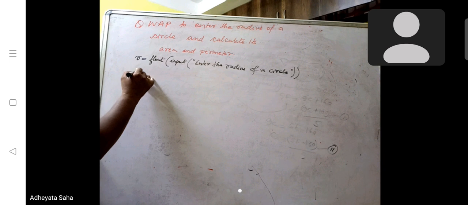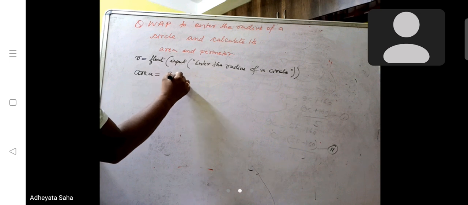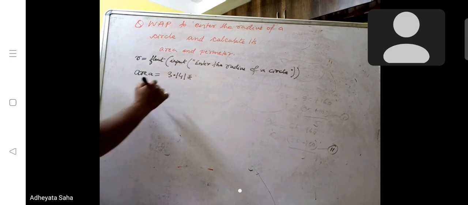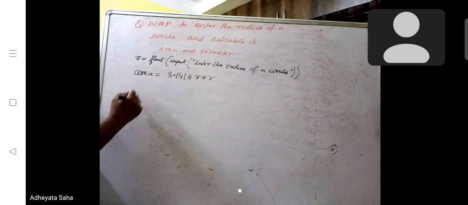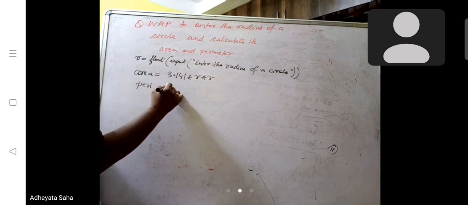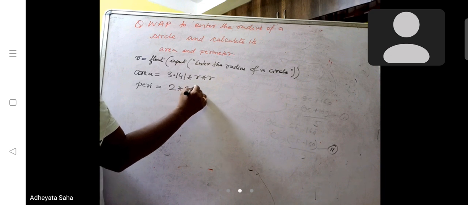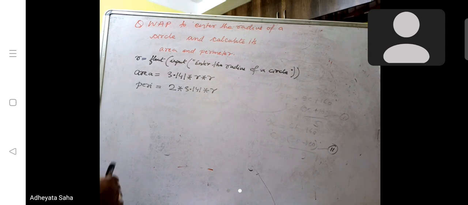Now you need to find the area. So area is equal to 3.141 into R into R, and then perimeter is 2 into pi, 2 star 3.141 into R. Done.